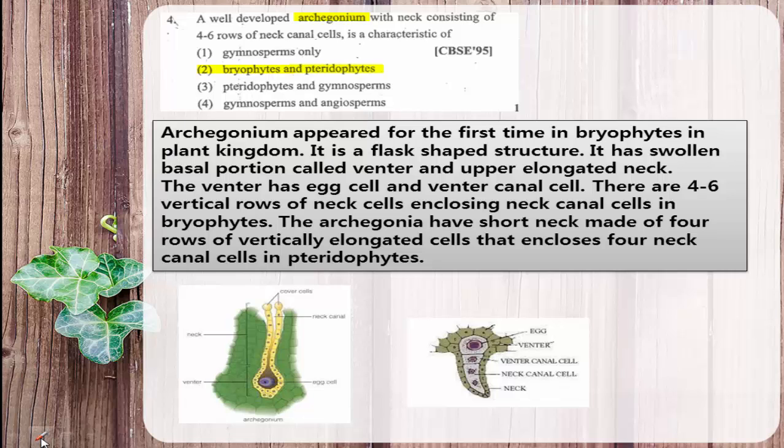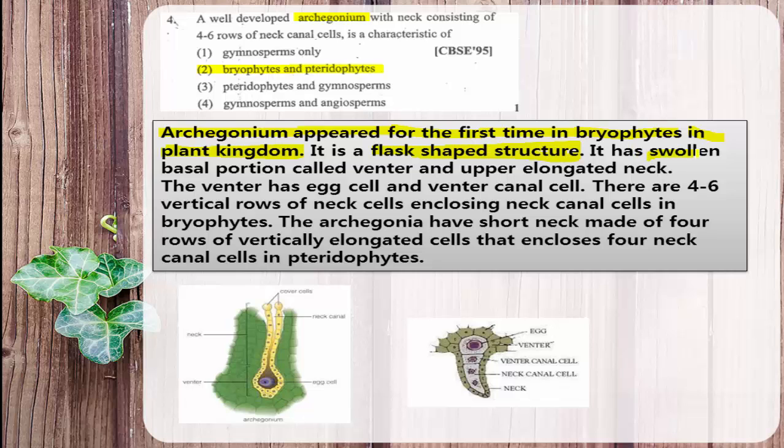So in bryophytes and pteridophytes, the archegonium represents the female sex organ, and it appeared for the first time in bryophytes. Remember, it is the first group in the plant kingdom, and in bryophytes only the archegonium appeared for the first time. And archegonium is a flask shaped structure. In both the images you can see it has a bulged lower part and a narrow upper part. Therefore, the archegonium is a flask shaped structure.